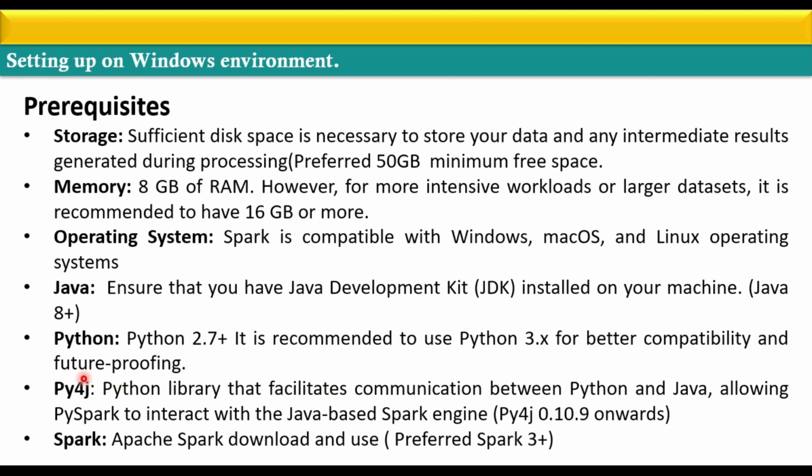Then Py4j. Friends, in order to have the communication between Python and Java, the Py4j library is required. And Py4j 0.10.9 version or higher versions are preferred while setting up the Spark environment on Windows. Then Spark. We need to download Spark in order to set up the Spark environment, and I will share the link from where you will be able to download it.